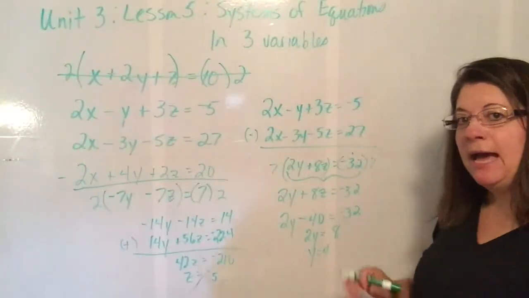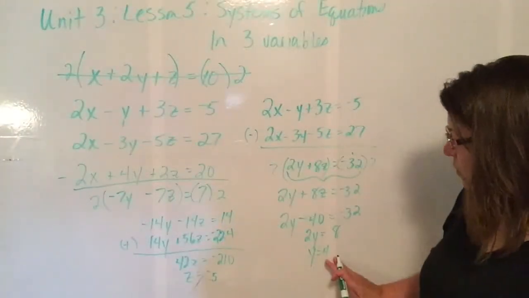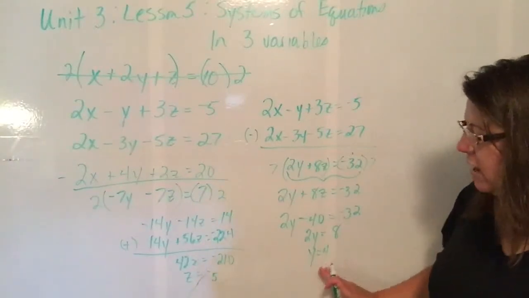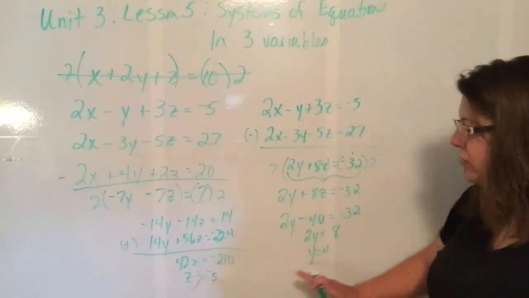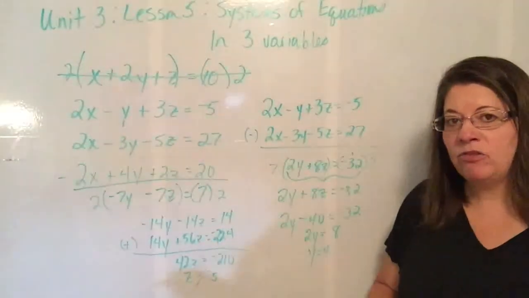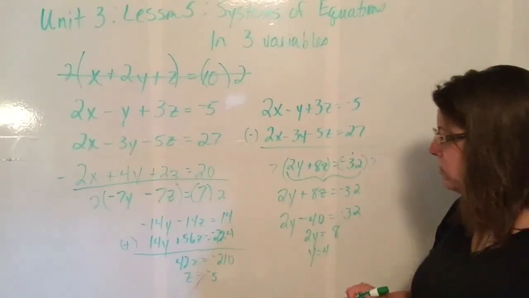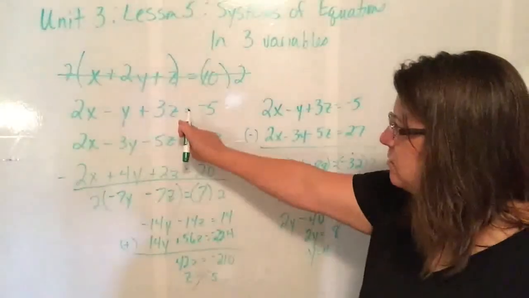Okay, so now I have solved. I know z is negative 5. I know y is 4. So now I can plug y and z into one of my original equations, and I can solve for x, figure out what x is. So I will just do that. Let me just do that in the middle one here.